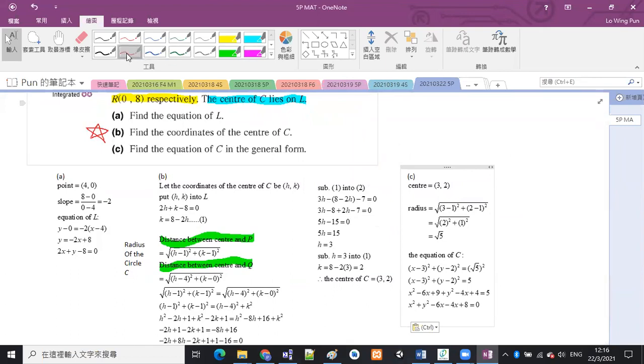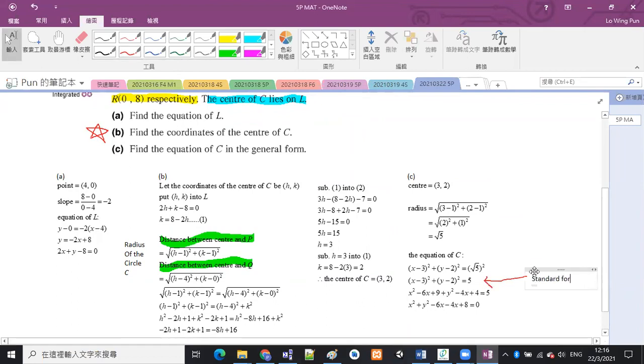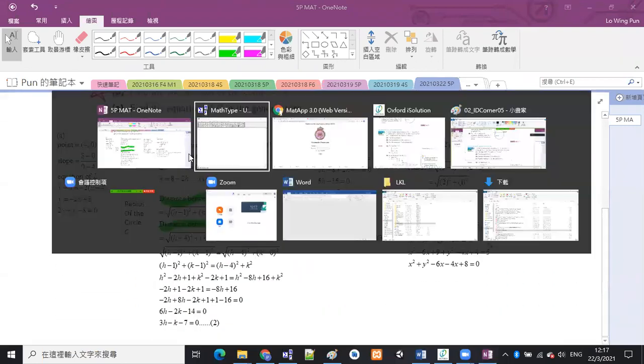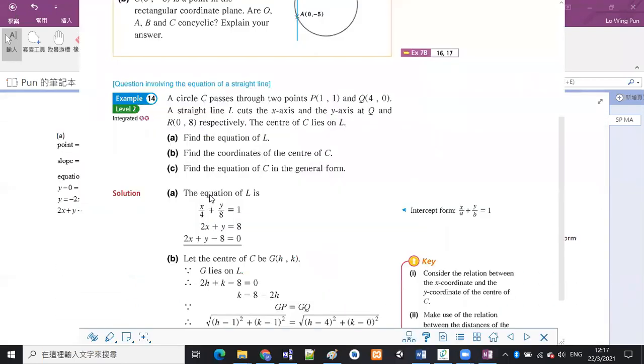Okay. And this is the standard form. This is the standard form. If the question did not request you to express the answer in general form, then this standard form can be the answer. And you can get the full mark from this form. Okay, is it clear? So this one is example 14, and I would like you to do the instant drill number 14.